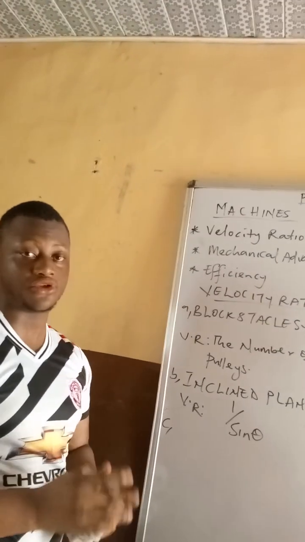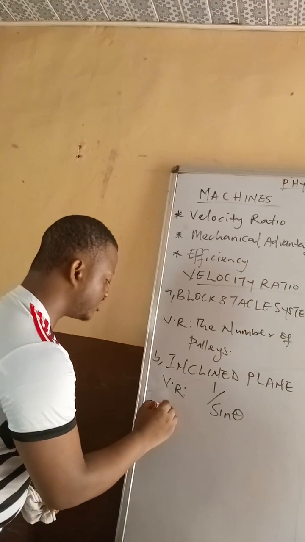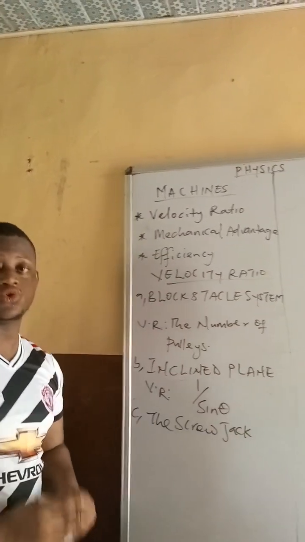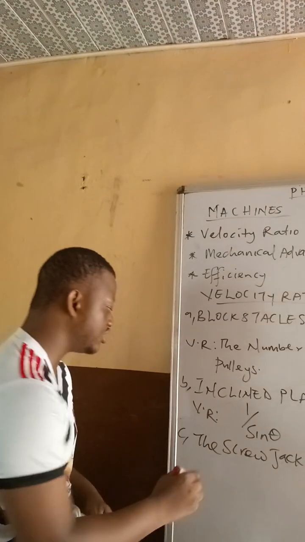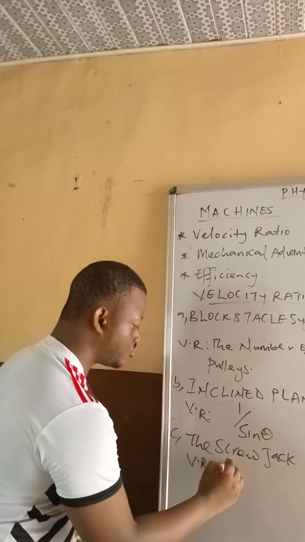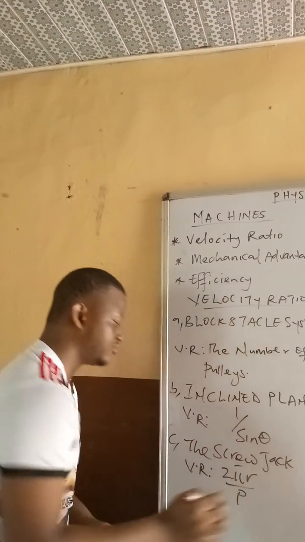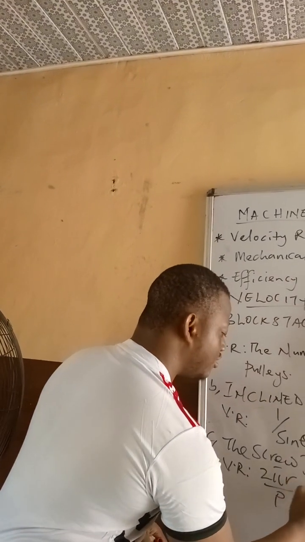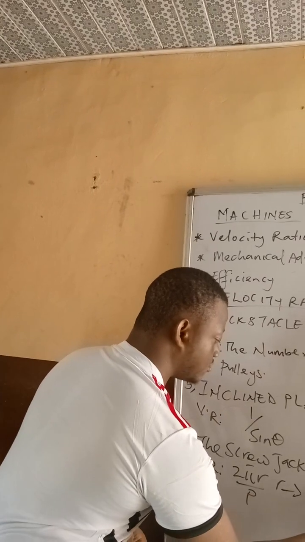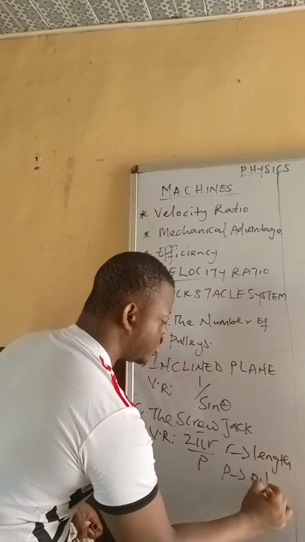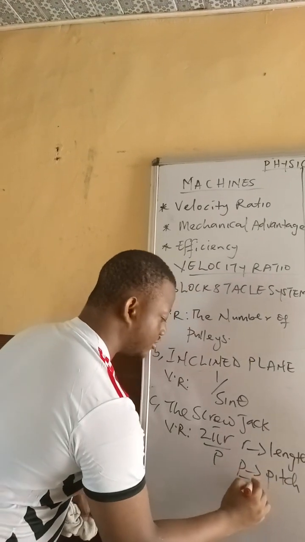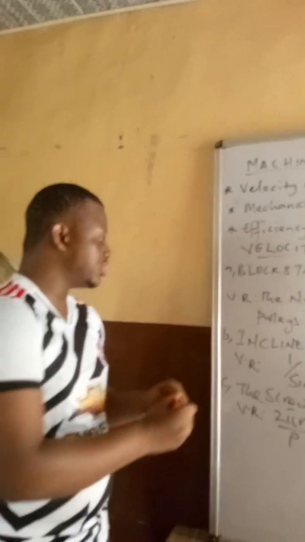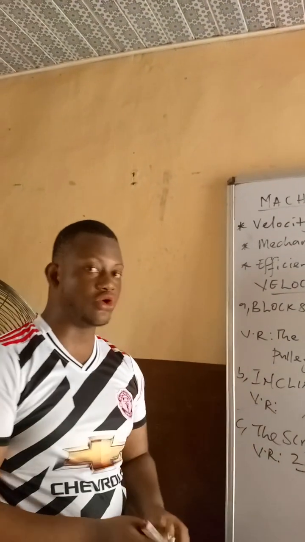Then the next machine is the screw jack. How do we get the velocity ratio of a screw jack? It is 2 pi r over p. Here, r represents the length, p represents the pitch, and pi represents 22 over 7.